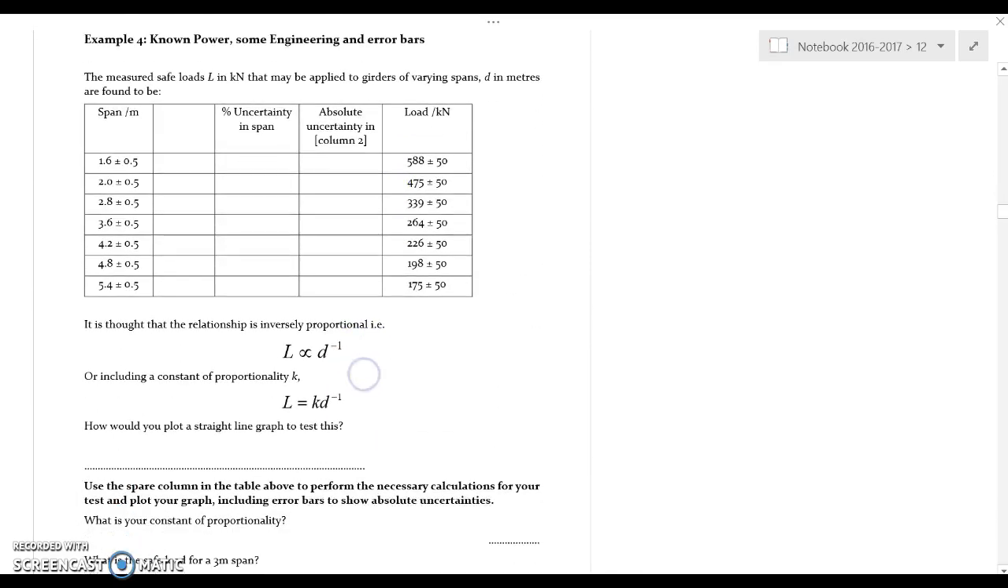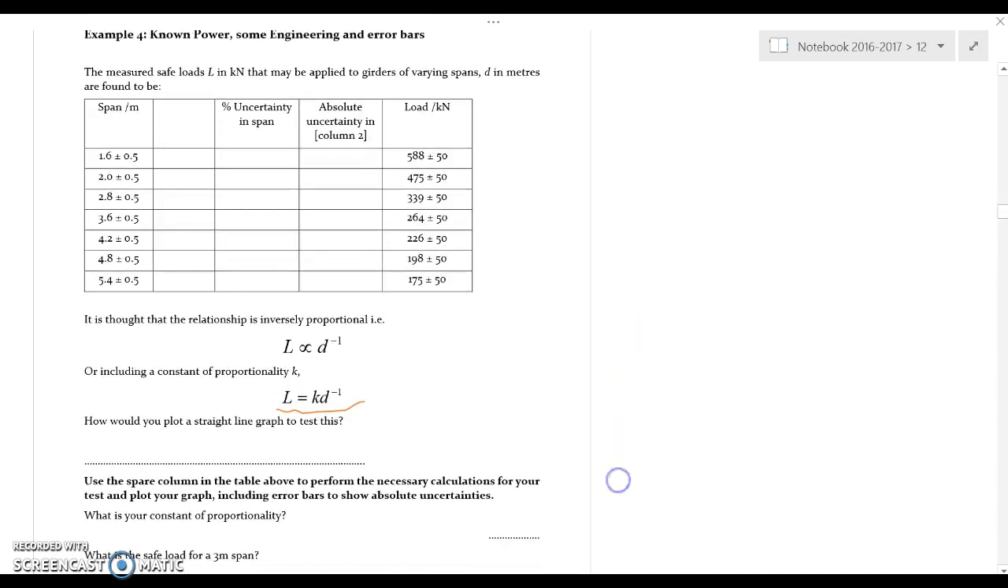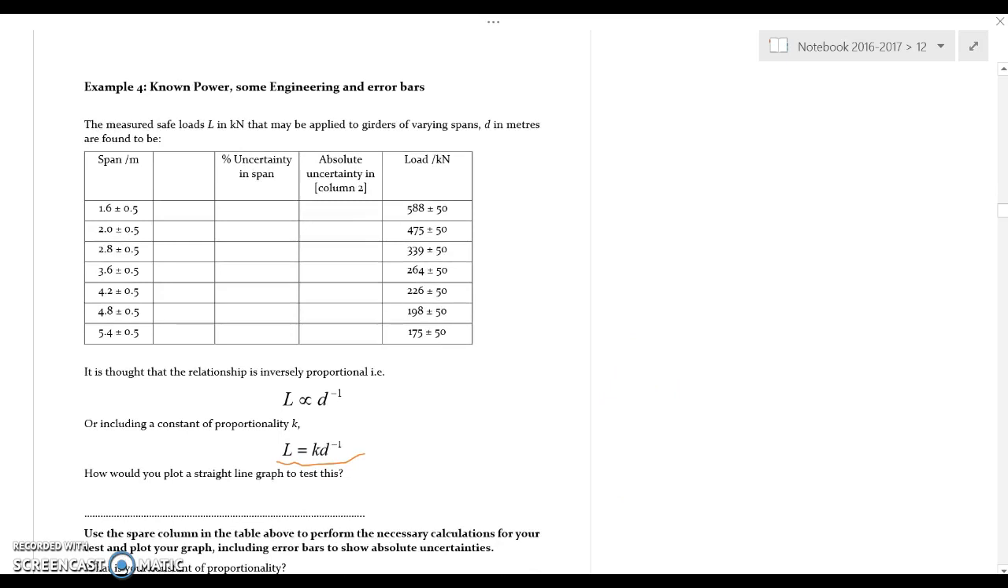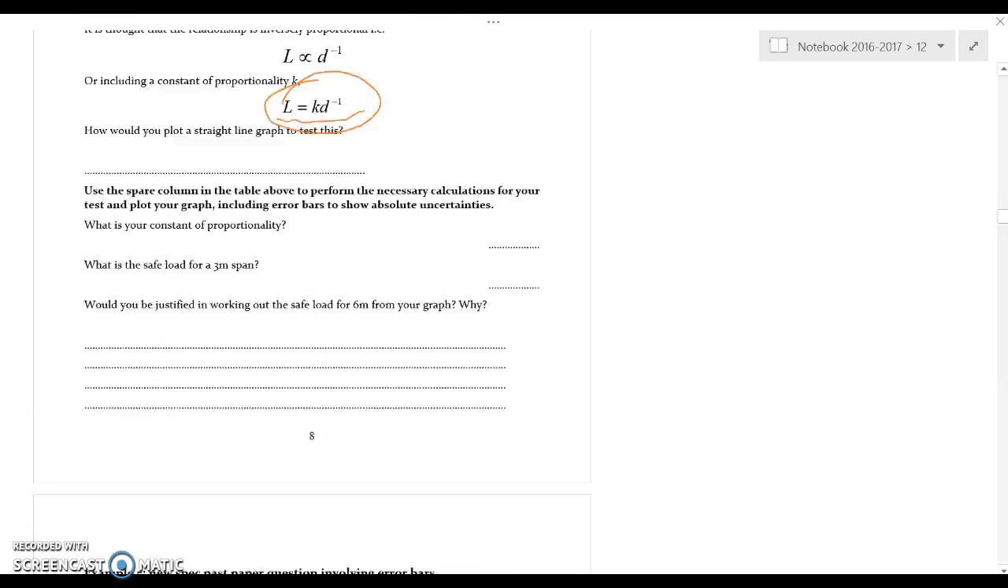Next question. You're given some data from engineering. You're told about a relationship which has this form. You ask how you plot a straight line to test this. It's very similar to what you did before. This is rather repetitive, isn't it? Oh well. You then need to fill in this table here to show what data you would physically plot on your graph. You're not going to be plotting just the length. You're going to be plotting something else. Look at the relationship here. You're not plotting D. You're plotting something else. What's that other thing? How can you get that other thing from D? Put that other thing in the second column of the table. Then work out the percentage uncertainty in the span, which is the length of the beam, and then determine the absolute uncertainty in whatever you put in column 2 over here. This will be useful to you.